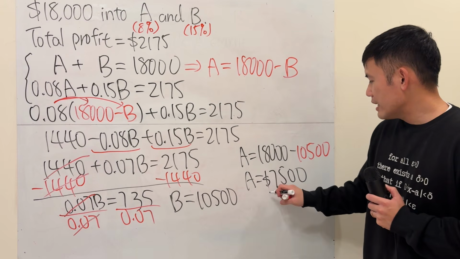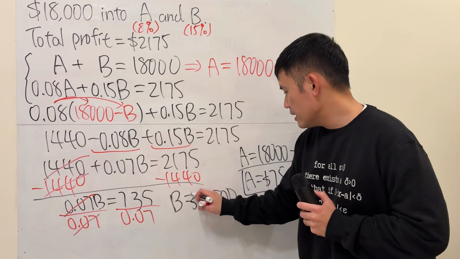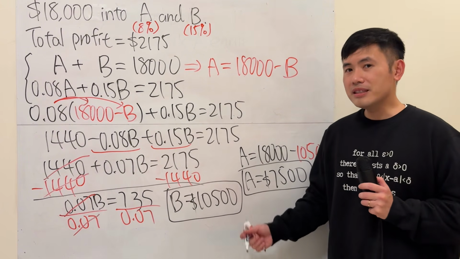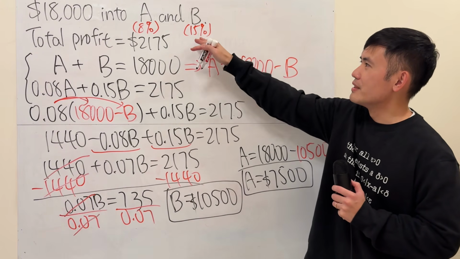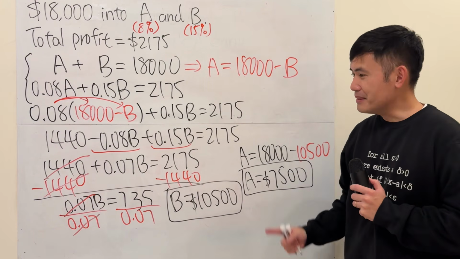So here we have it. We have $7,500 in stock A, and then $10,500 in stock B, which I think is pretty good because we did put in a bigger amount into a stock that gave us a higher percentage, right? Compared to that. So yeah, that's how I do it.